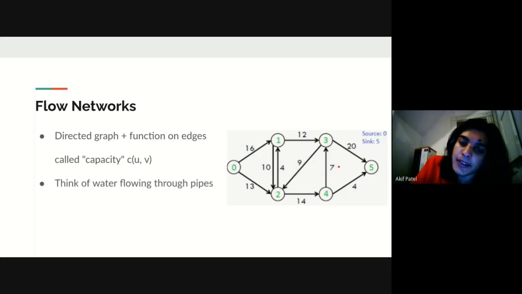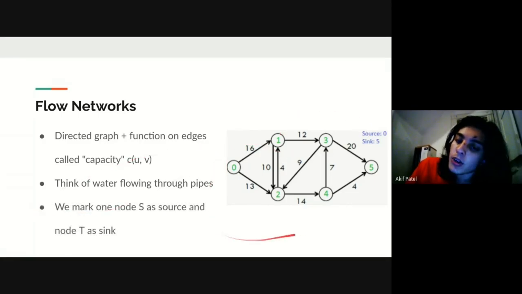The way you want to think about this is water flowing through pipes, hence the name flow. These labels on the pipes are the size of the pipes, as in how much water can flow through that pipe. It's like 16 gallons of water can flow through that pipe a second, whereas only 9 gallons can flow through this pipe in a second. And these pipes lead from this junction to this junction and so on.